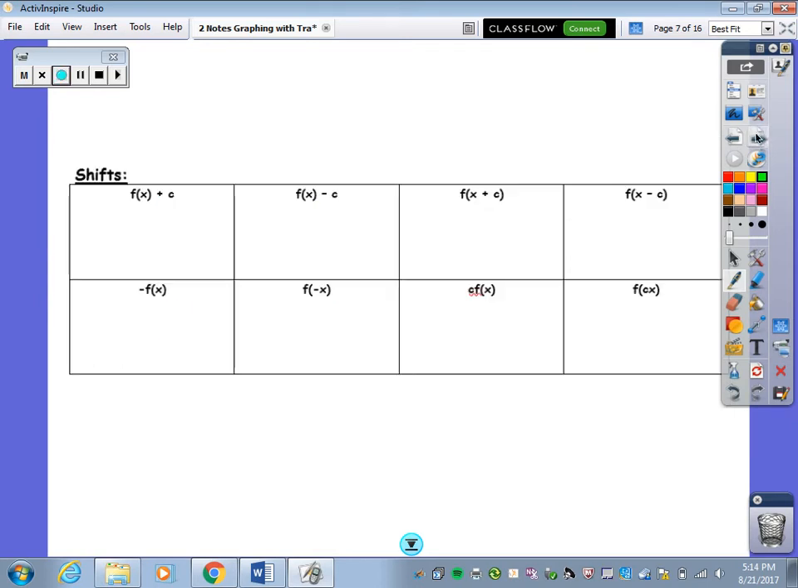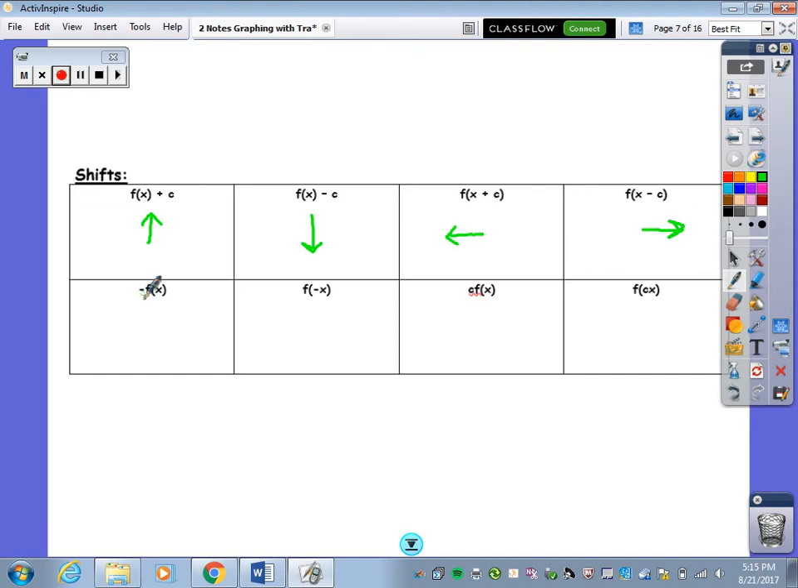Now let's go on to our shifts. When we see something being added at the end of the function, that means it's shifting our function up. When we see something being subtracted at the end of our function, it's shifting our function down. When we see something being added on the inside near the x, x's are weird, they do the opposite. So even though it's plus, we are going to move it to the left. Anything associated with the x does the opposite. Here, this moves to the right.